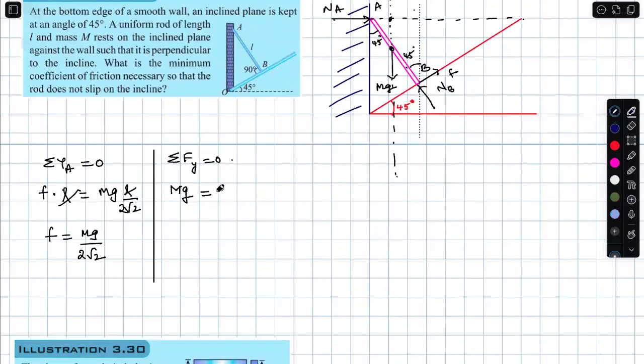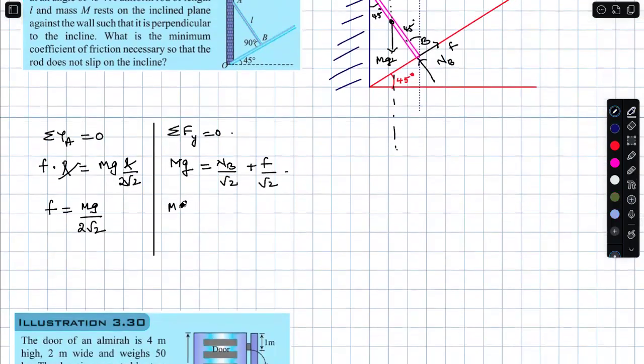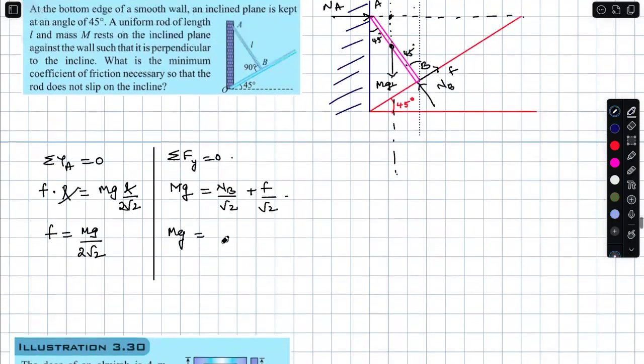Now if you notice, the upward component is NB by root 2. The friction component is F by root 2. Right. mg is equal to NB by root 2 plus friction, already you have some clarity. It is mg by 2 root 2. This will become mg by 4. Yes or no? Equation 1. Use equation 1. Now what happens? NB is 3 mg by 2 root 2.